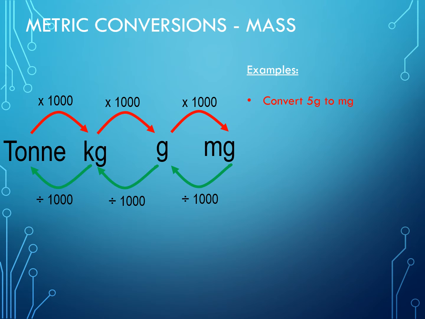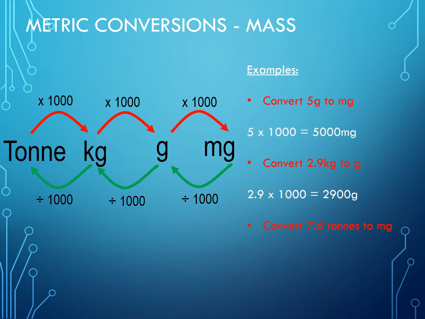Example number one, we have converting 5 grams to milligrams. Well, we go according to the chart and we see that the arrow goes towards the right hand side and it's multiplied by 1,000. Okay, so following the red arrow, that would become 5 times 1,000 is 5,000 milligrams. Example number two, convert 2.9 kg to grams. Again, we're following the red arrow and it will be multiplication by 1,000. That will give us 2.9 times 1,000 equals 2,900 grams.